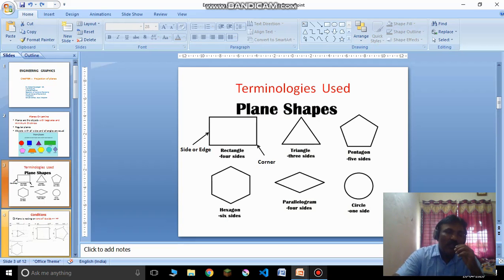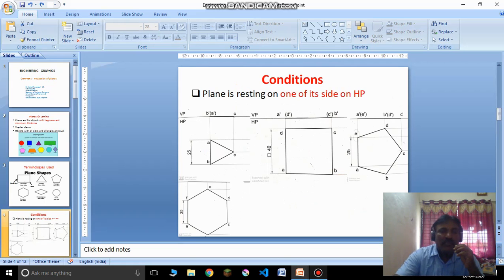So, coming to the conditions. While solving the problems, you will see these statements or conditions regularly. I will take them one by one. First: the plane is resting on one of its edges on HP. If I take an example of a triangular lamina, this is the triangular lamina. I assume that my hand is HP.